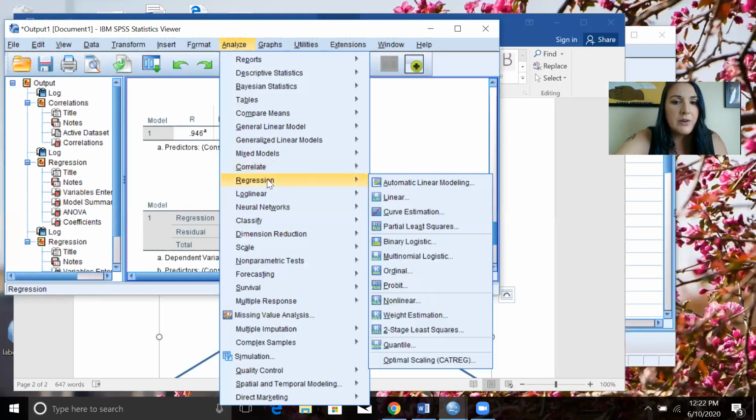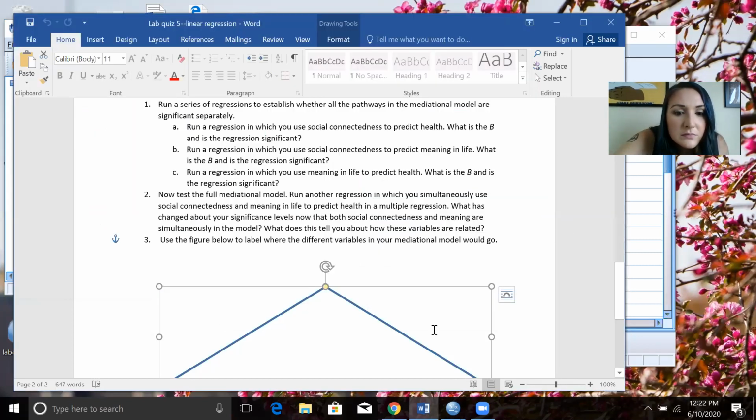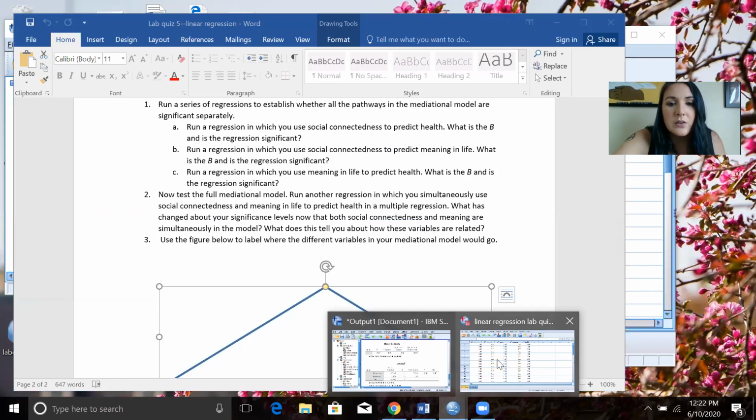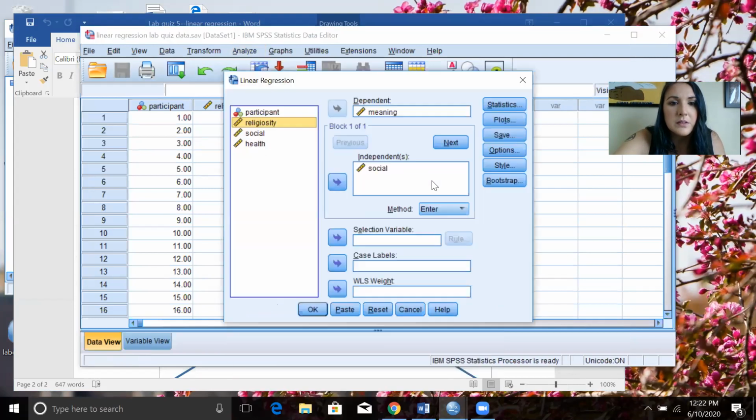So analyze, regression, linear. Now in this case, we're going to use, was it social connectedness? Social connectedness to predict health. This is to establish that that pathway at the bottom of the triangular model is significant, which represents that first correlational association that we're trying to explain.